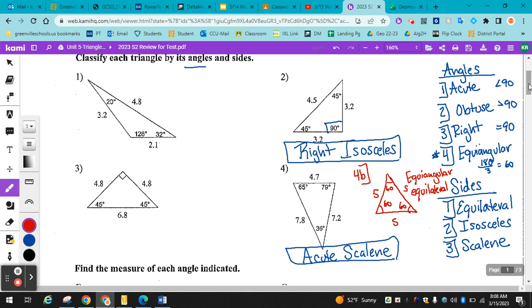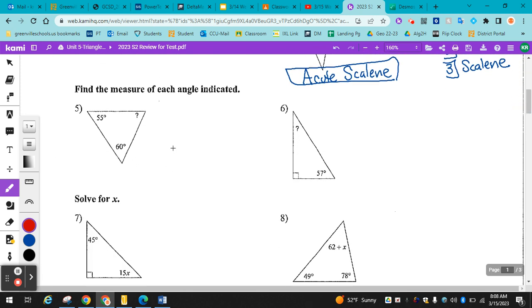All right, next. Remember the interior, all your angles add up to 180. So angle plus angle plus angle equals 180. A lot of you are having trouble with that on the quiz because there's some algebra in here like this one.